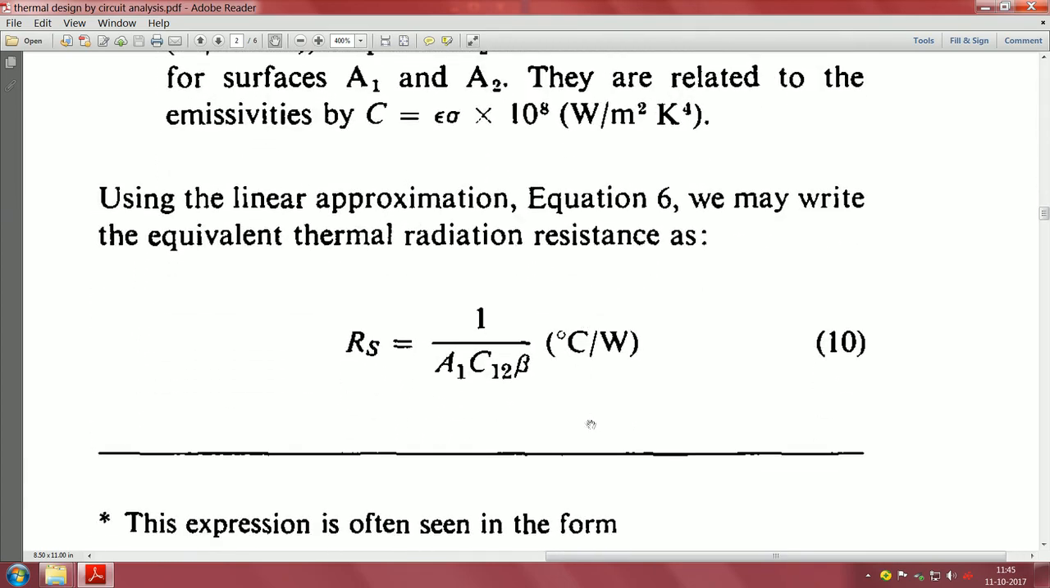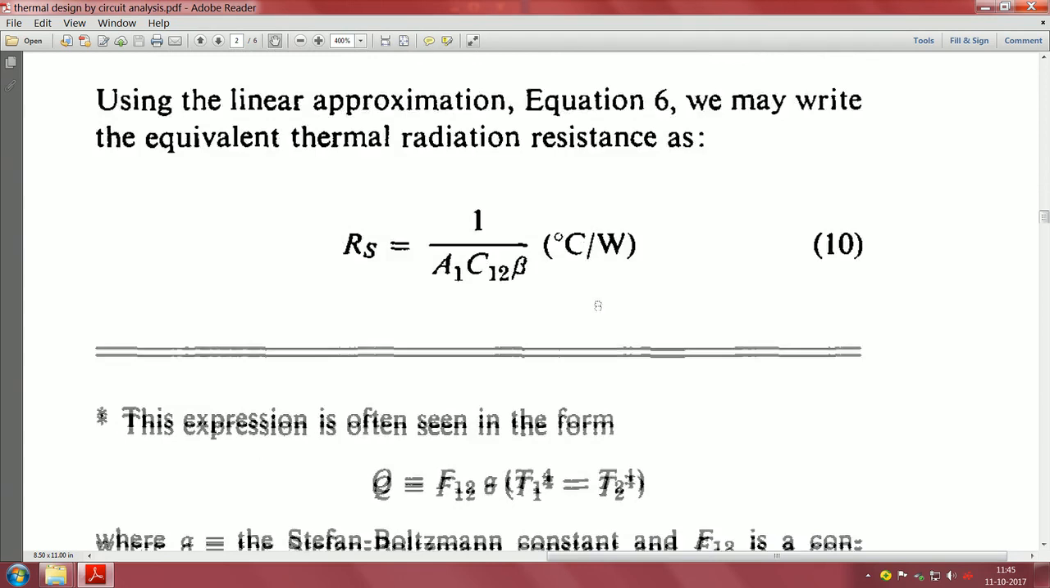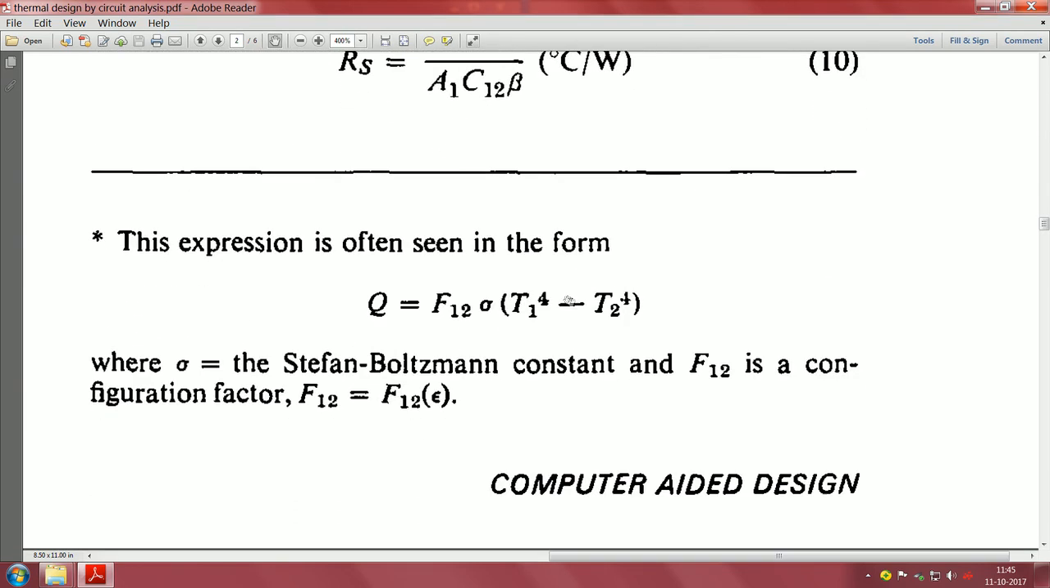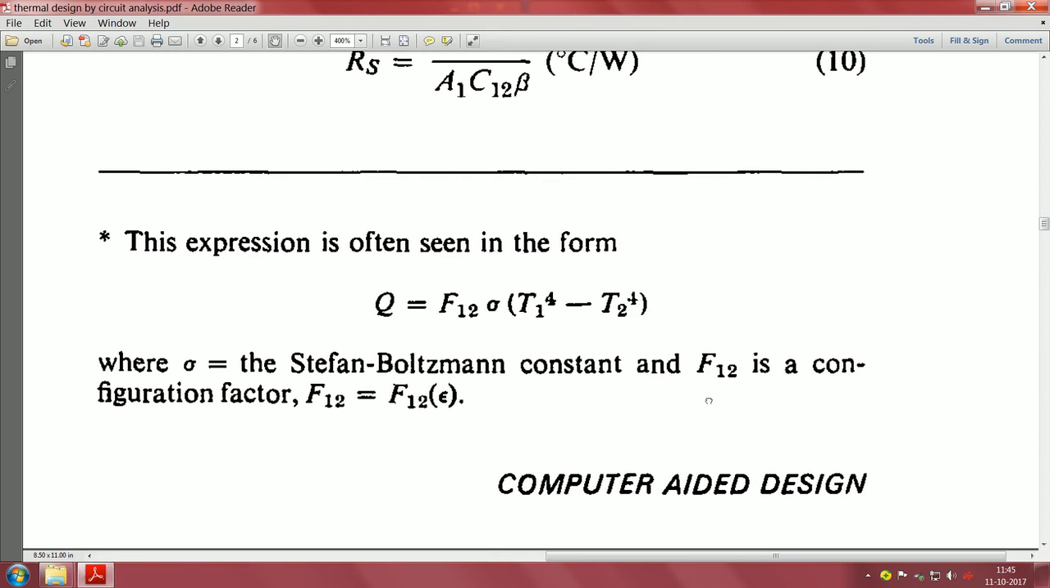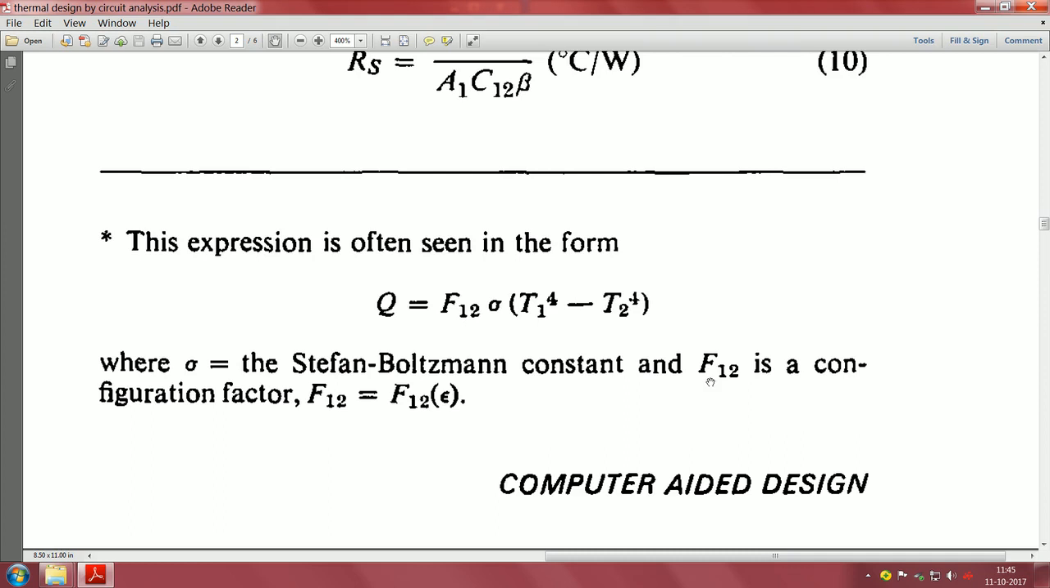So, finally, using all this, we have simplified things as much as possible. Now, let me go back to the next page.